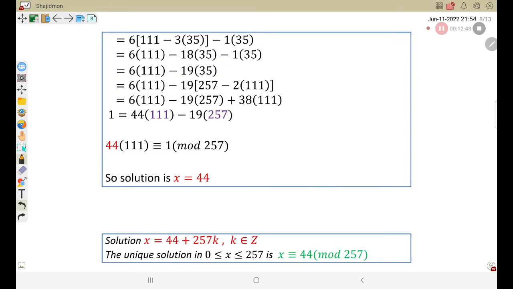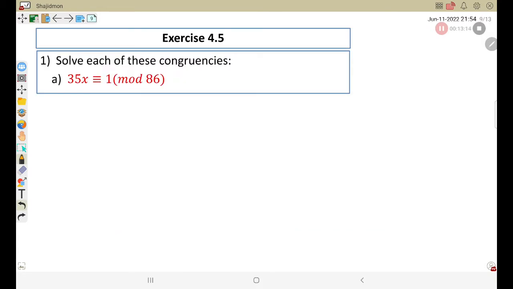See here, it is a little lengthy. So the answer here is 44. We have written only one number as the solution. There are many solutions: 44 plus modulo number multiplied by k, where k belongs to Z. These are all solutions, but we are only considering the unique solution from 0 to the modulo number: 0 less than or equal to x less than 257, the modulo number. So this only we are considering here.